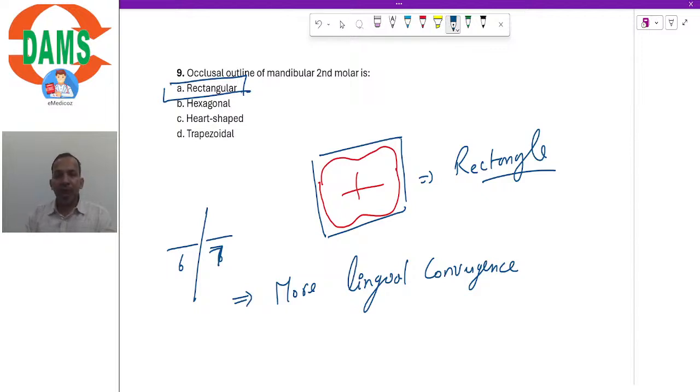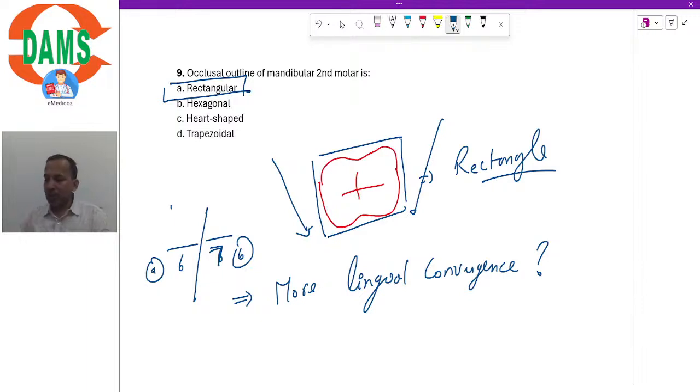Now, which of these two teeth, lower 6 and lower 7, mandibular first and mandibular second molar, which of these two would show more lingual convergence? More lingual convergence किसमें दिखेगी? ये तो option A हो गया, ये option B हो गया, right? Is it mandibular first molar or mandibular second molar? This is the option A and this here is the option B. Yes, very good. Mandibular first molar will show more convergence.